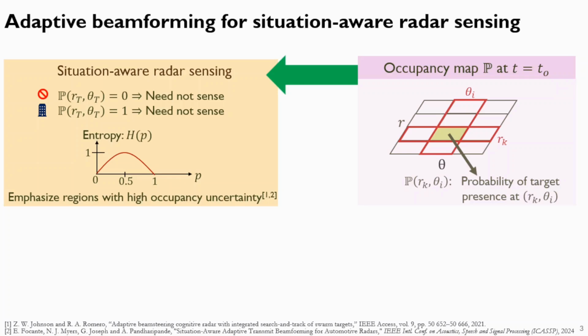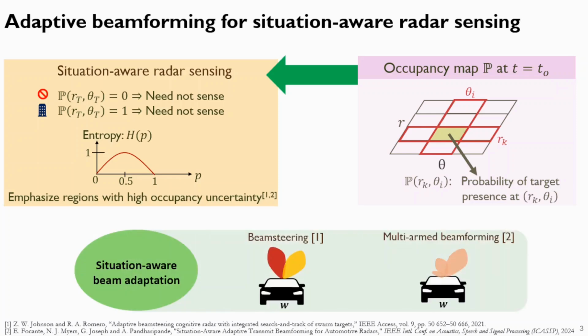So it makes sense for radars to emphasize sensing regions with high occupancy uncertainty, and we use entropy as a measure of uncertainty, okay? Now, you might wonder, well, this is something that cognitive radars do anyway, right? And there's also prior work in this area that uses entropy-based measures over an occupancy map to adapt beams. Okay? So one such work is from Romero's group, where they adaptively steer a fixed beam, and the steering is done from regions of high occupancy uncertainty to low occupancy uncertainty.